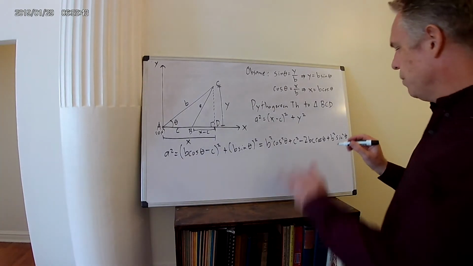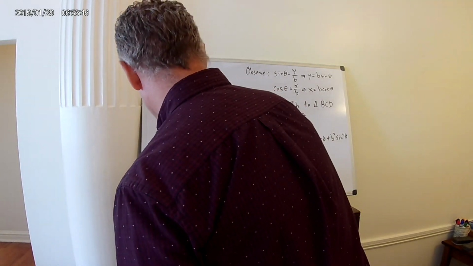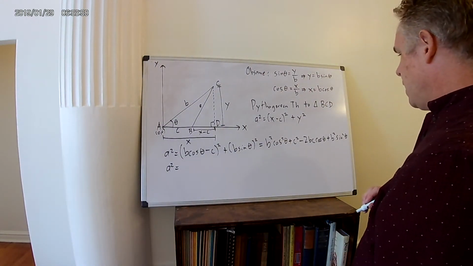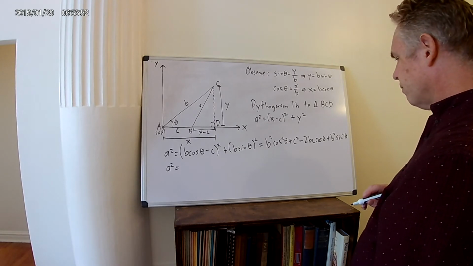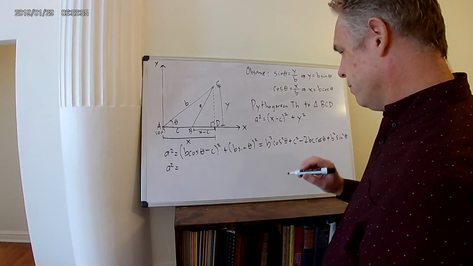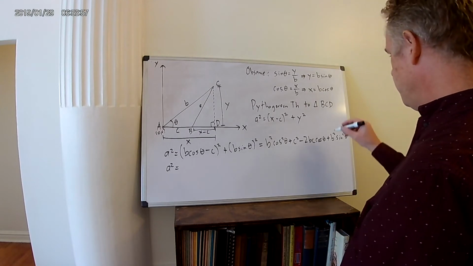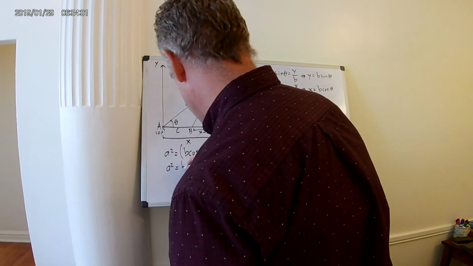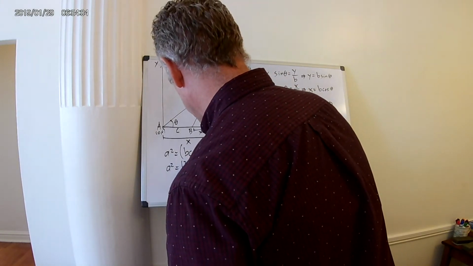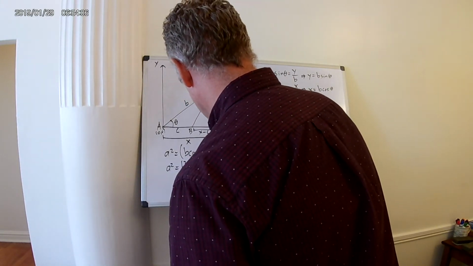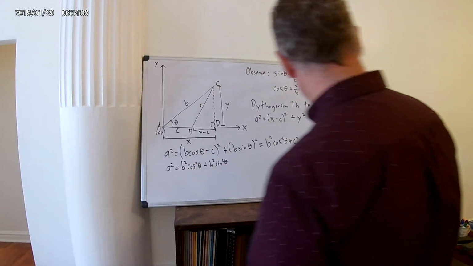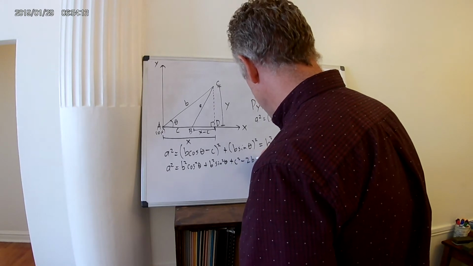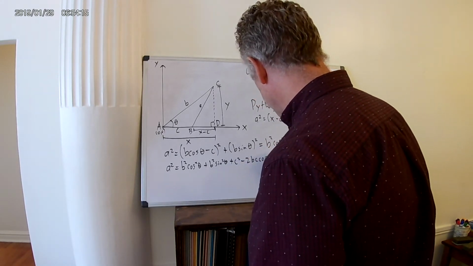And now I'm going to rearrange things a bit with this equation. If I do that, I get a squared equals b squared cosine squared of theta plus b squared sine squared of theta. I'm just moving this term over. Plus c squared minus 2bc cosine of theta.